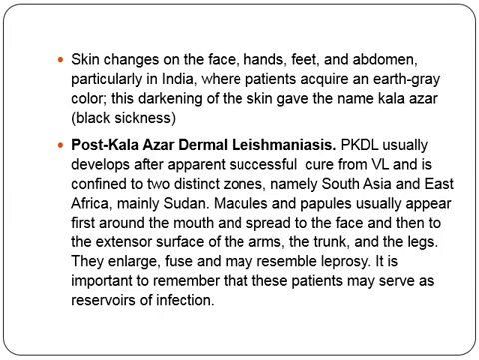After cure of the initial disease, there may be a post-Kala-azar dermal leishmaniasis, which usually develops in two distinct zones, namely South Asia and East Africa. People there may have macules or papules beginning first around the mouth and then spreading to the face and then to the extensor surfaces of the arms, the trunk, and the legs.